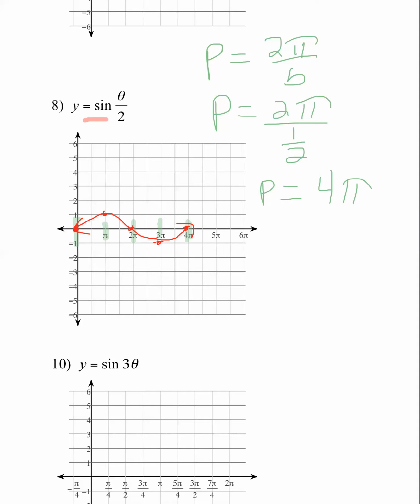Okay, so try the rest of these. I think I left the answers right there. So please do try it and then check your answers. Don't just copy the key. That's not going to help you with anything. All right, good luck.